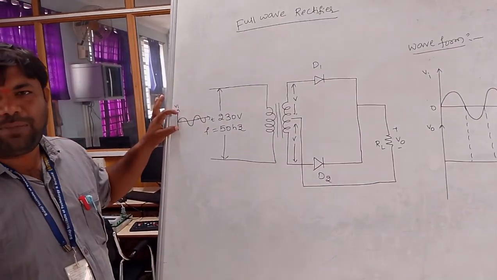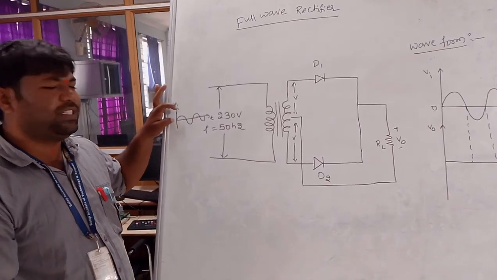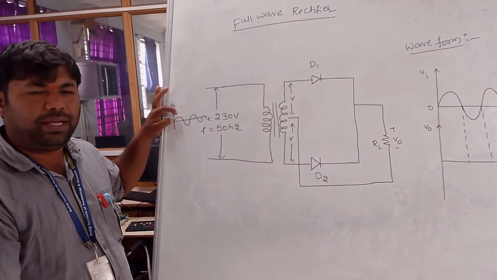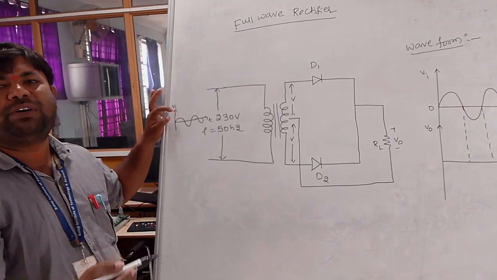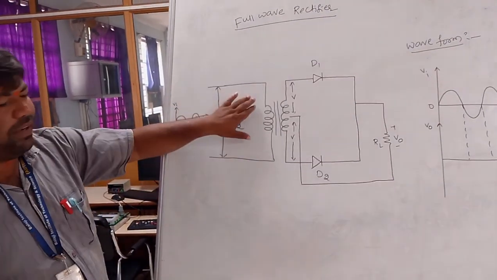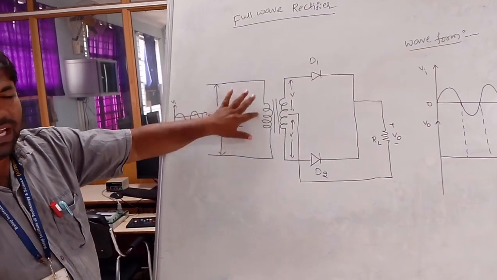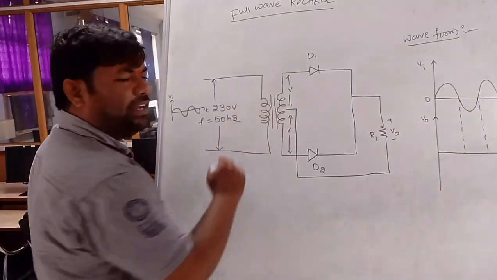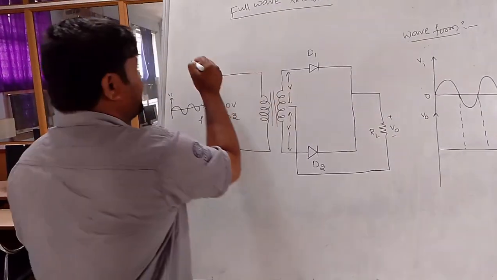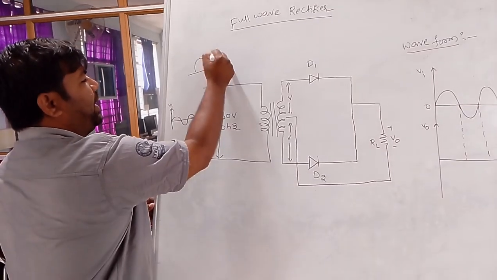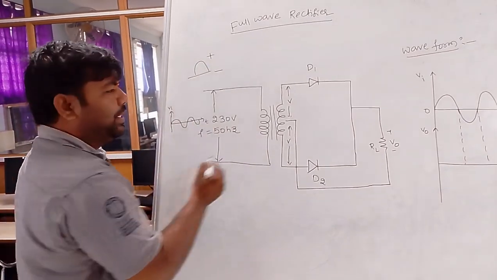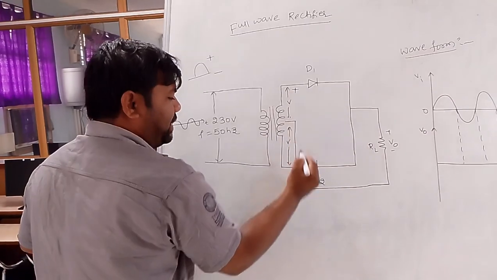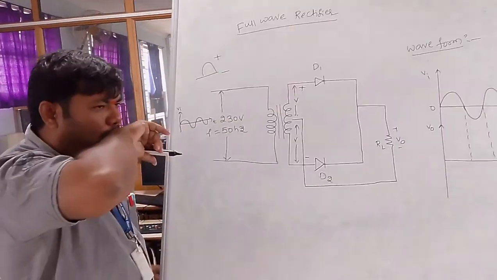From the operation point of view, first I am applying the input voltage, the positive half of the cycle, to the primary of the transformer. The same will be applicable to the secondary of the transformer. Positive half of the cycle means first the polarity is positive, then after that negative. The same will be applicable here: positive, and here is negative.